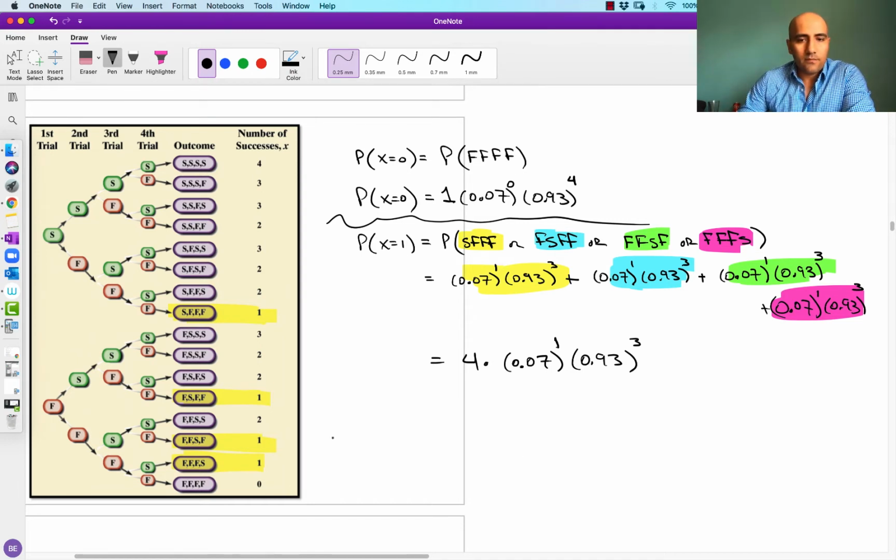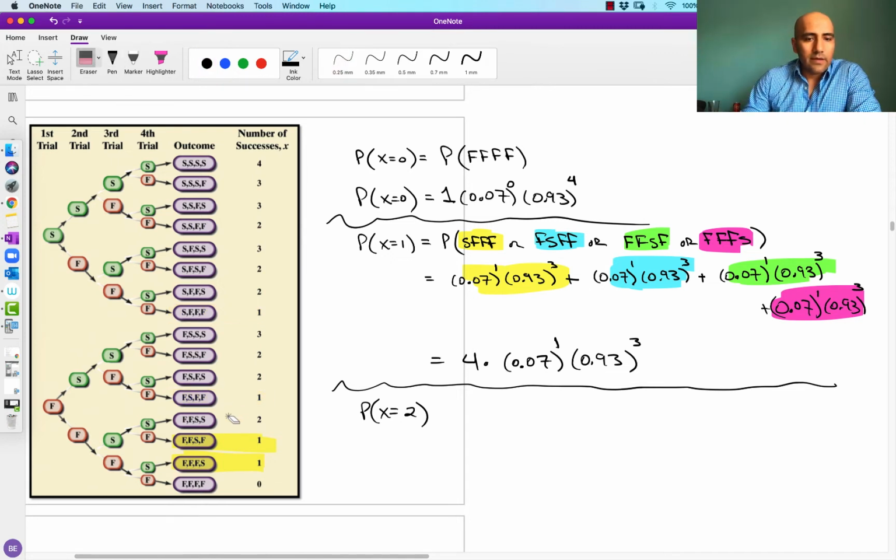Good. Okay, so for the other ones, I'm just going to skip this part where we write it all out like that and just jump to the pattern that we're starting to see. What's the probability that x equals 2? Well, let's come back over here and count all the ways in which we can get exactly 2.